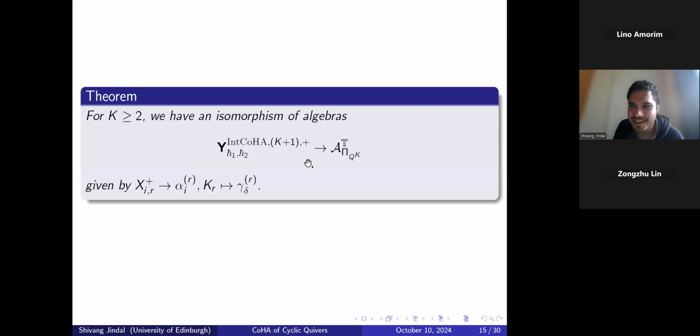Can you go back to the definition of this gamma delta R? Yeah, I will explain that. The moduli is just like the fundamental class of the surface and the tautological operators with it. But I will maybe try to explain it now. Okay, thank you.